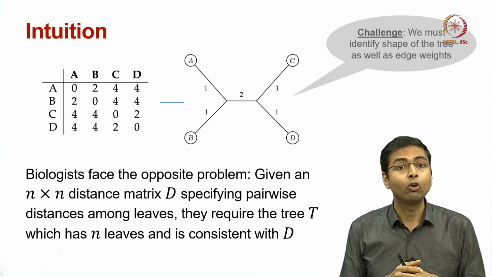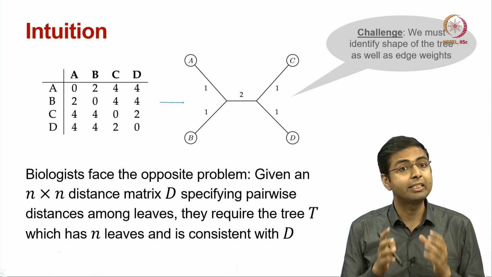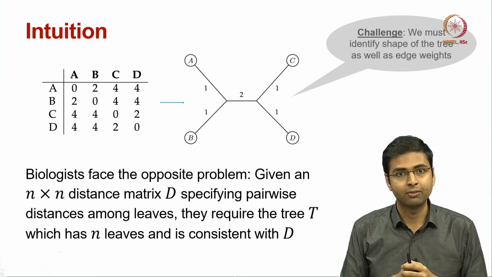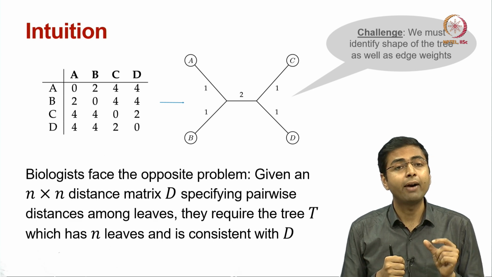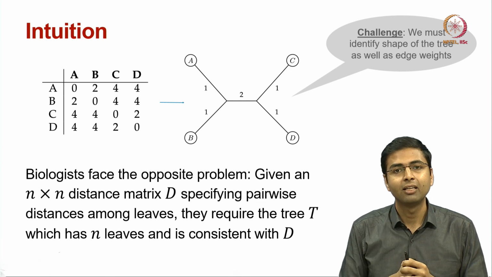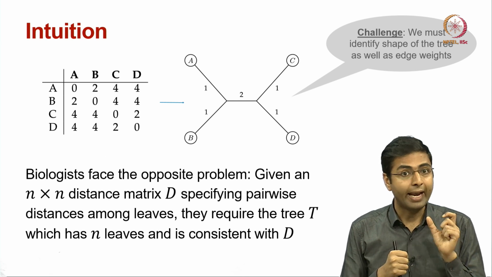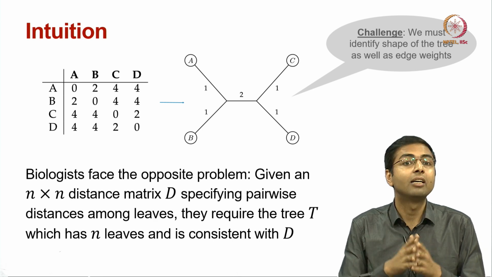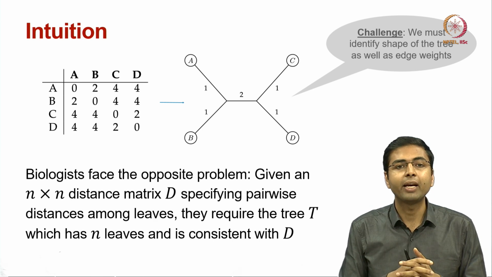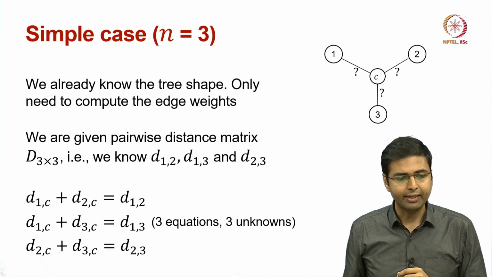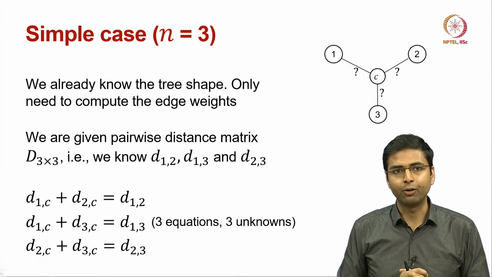In the last lecture we already saw that the number of distinct trees grows very quickly with the number of leaf nodes. So not only do you have to identify the tree shape out of many possible tree shapes, but also the edge weights on the tree. So given the large search space, you can appreciate why this would be a challenging problem to solve. To get started, let us start with some simple scenarios.